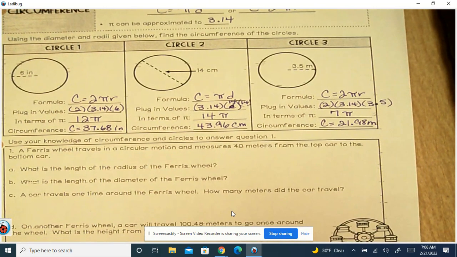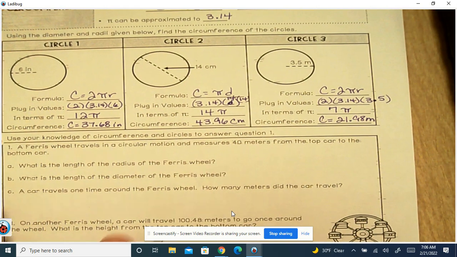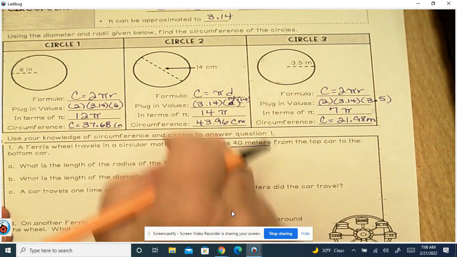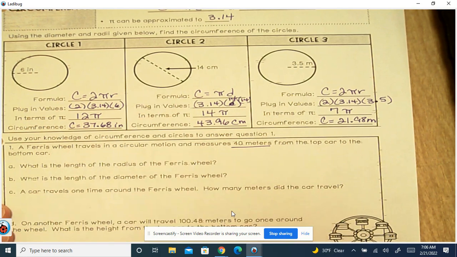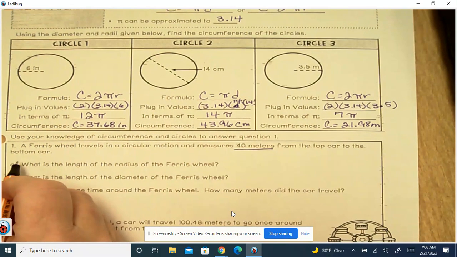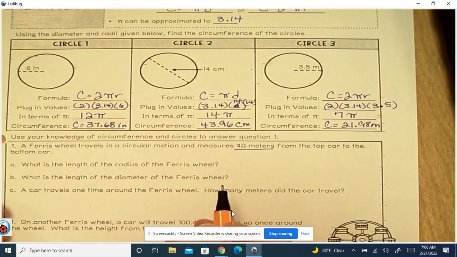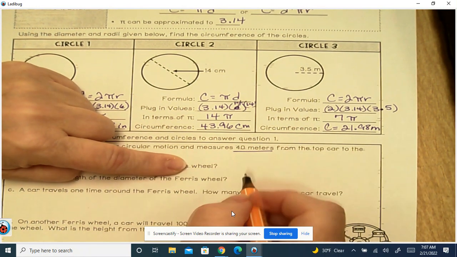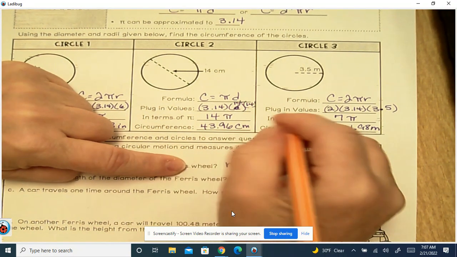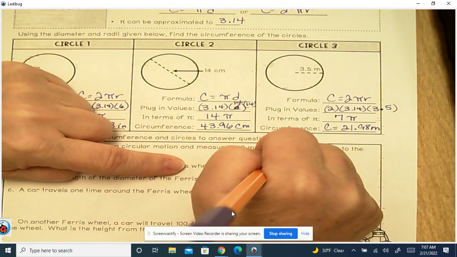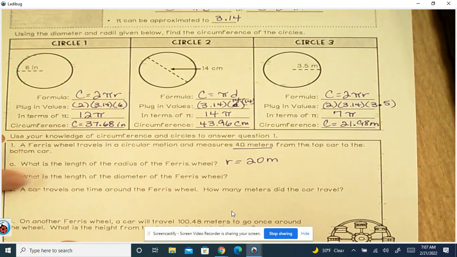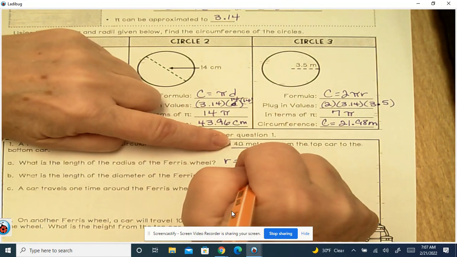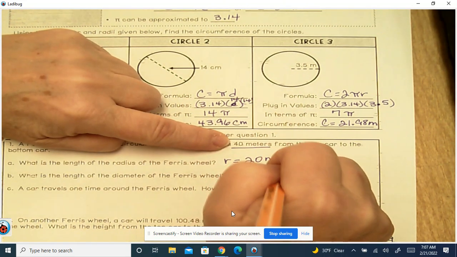All right, and then this last example down here. A Ferris wheel travels in a circular motion, which would be circumference, and measures 40 meters from the top to the bottom of the car. So it's like this, to the bottom. What is the length of the radius of the Ferris wheel? If it goes 40 meters from top to bottom, your radius is half of that, which would be 20 meters. What is the length of the diameter of the Ferris wheel? The diameter is twice the radius, or it gives us in the problem, which is 40 meters.